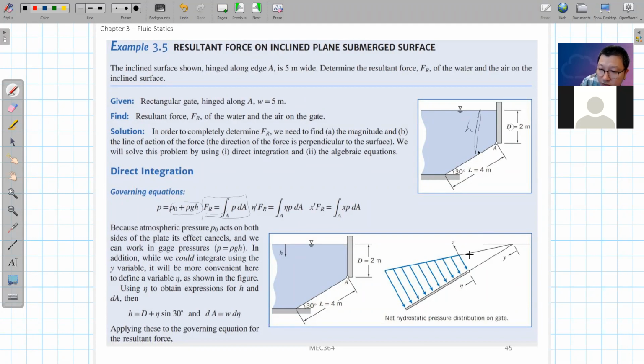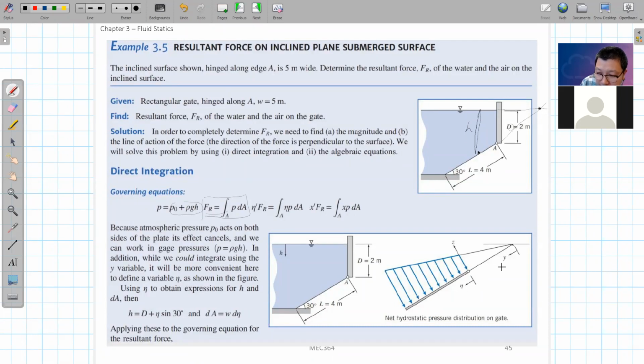First we need to define our coordinate system. Let's define our coordinate so that y starts from this location. That simply means you extend this horizontal line, and you also extend this inclined line. Where they cross, that cross sectional point, we define as the origin point. So this will be the y axis, and we can also define a new axis, eta.